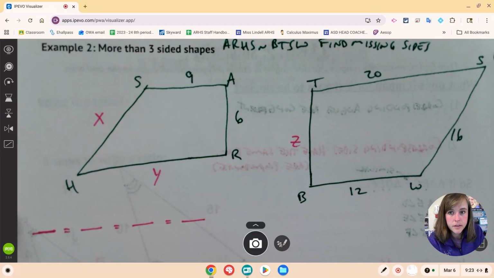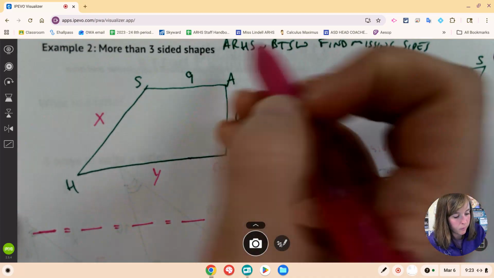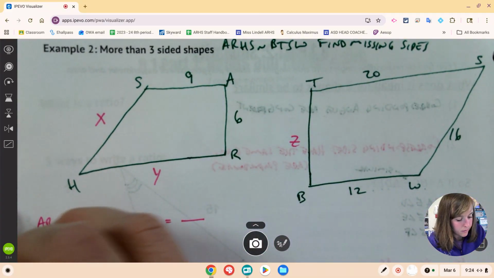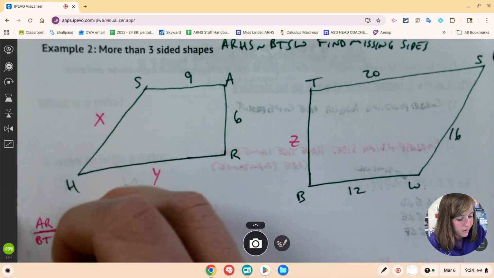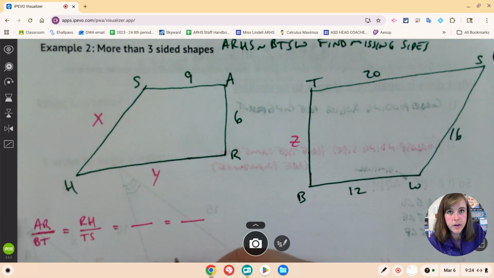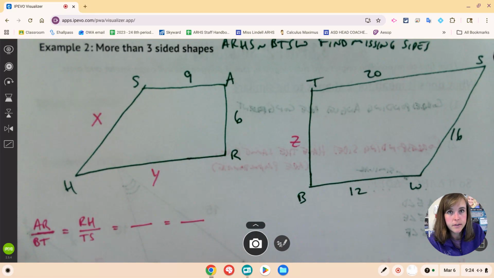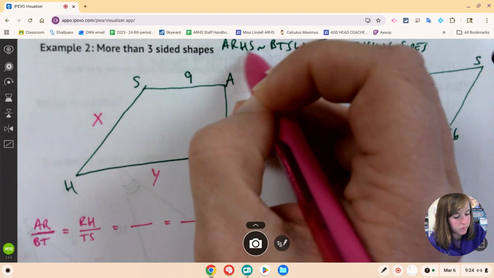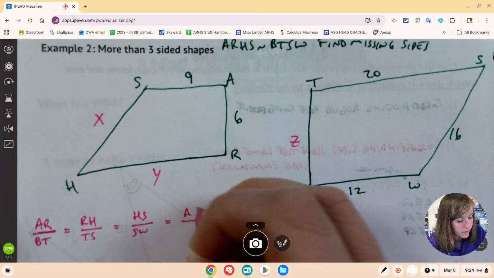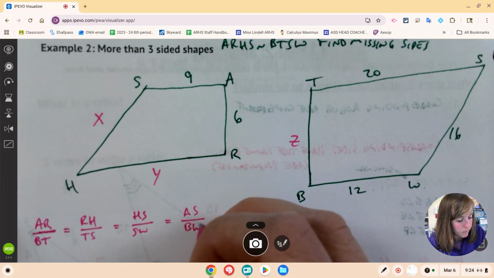Okay, so with 4 ratios, we're going to start with AR, and BT goes with it. The next 2 letters are RH. The next 2 letters here are TS. Go ahead and pause the video real quick and fill in the rest of the ratios here. Okay, hopefully you tried that and were successful here. If you want to check your answers, we've got HS on the top of this one, SW on the bottom, and then AS on the top, and BW on the bottom.